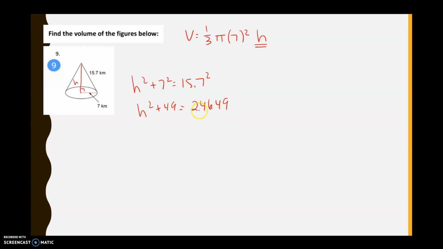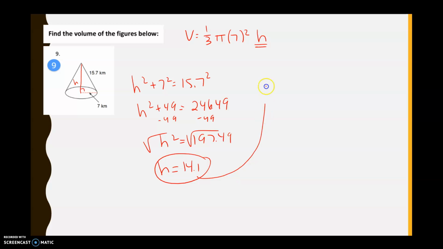Keep this in your calculator. You don't have to round this. Keep it in there, and you can just subtract 49 from both sides. So you're going to get h squared is equal to 197.49. Again, you're not rounding here. Keep it all in your calculator. Take the square root here, and you get h is equal to 14.1.